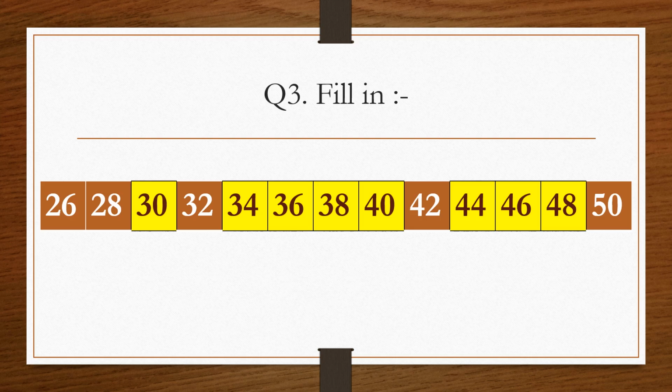After 40 comes 41, we will skip 41 and write 42. After 42 comes 43. We will skip 43 and write 44. After 44 comes 45. We will skip 45 and write 46. After 46 comes 47. We will skip 47 and write 48. After 48 comes 49. We will skip 49 and write 50.